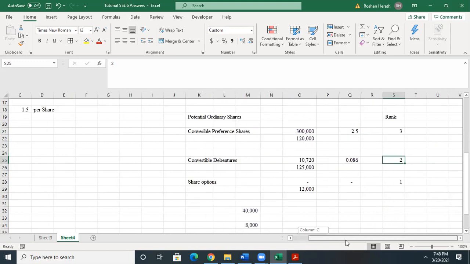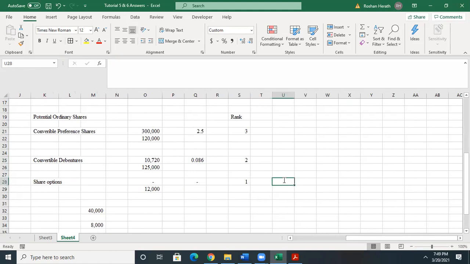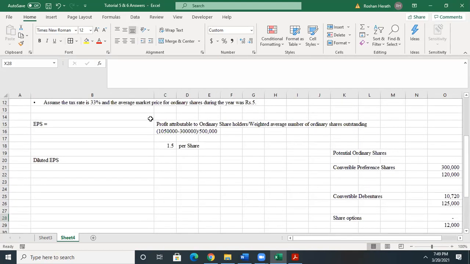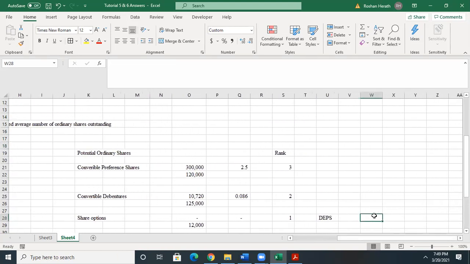Then you may get into the understanding. So let's take the share options and now compute the diluted earning per share. So here what it does, if you have the share options, the profit attributable, how much is there? It's 750,000. The profit is 750,000, the existing profit, and it adds nothing here.